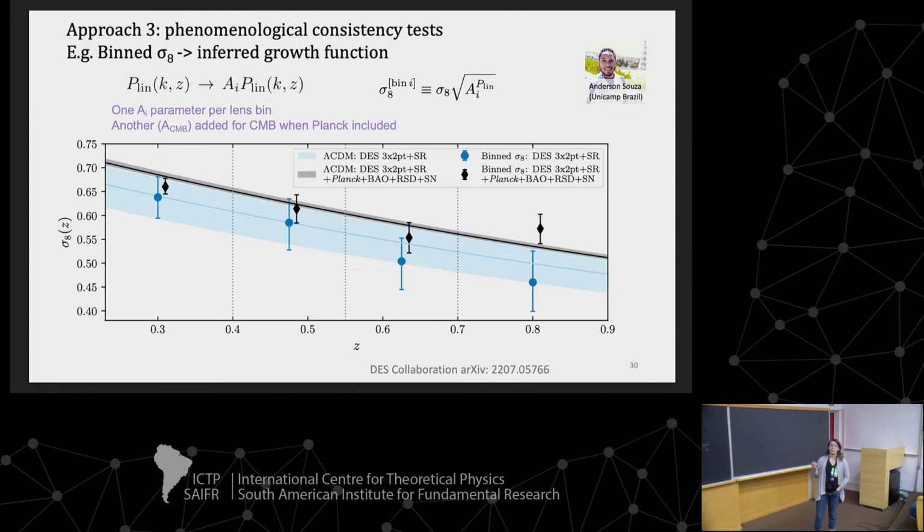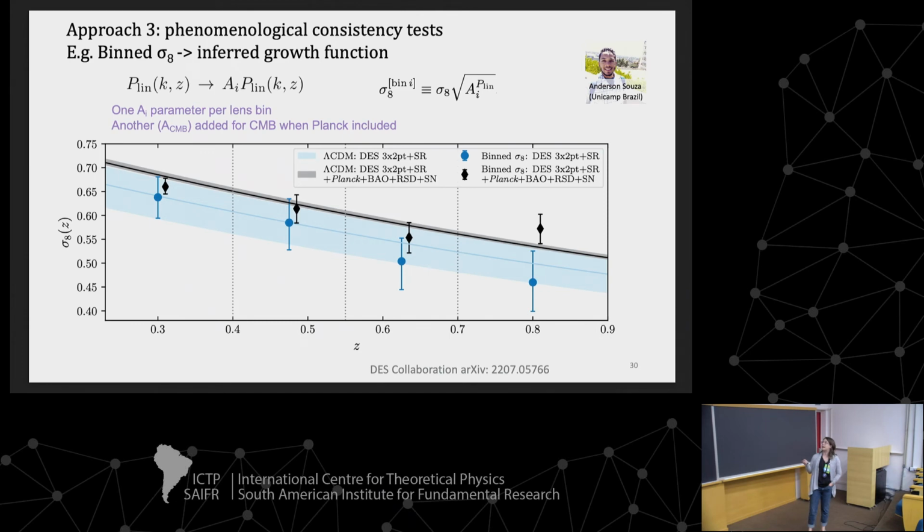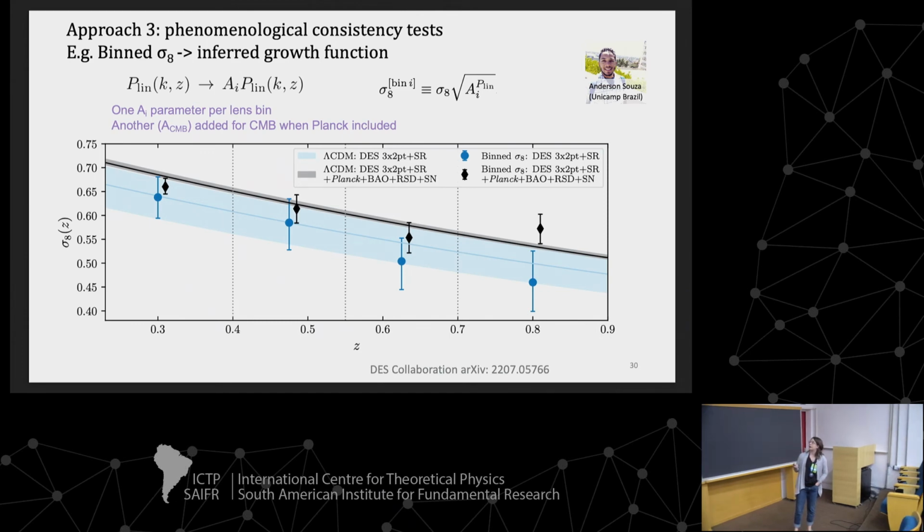So what this plot is showing is the derived constraints on sigma 8 of z as a function of redshift. The bands here are the constraints from the lambda CDM analyses. Blue is from DES alone. Black is from all of our data together. And then the points are when we add this additional freedom in the model. We can see that in lambda CDM, as we might have expected from the S8 tension discussion, the DES-only line is a bit below the everything-together line, which is basically where the Planck constraints are.